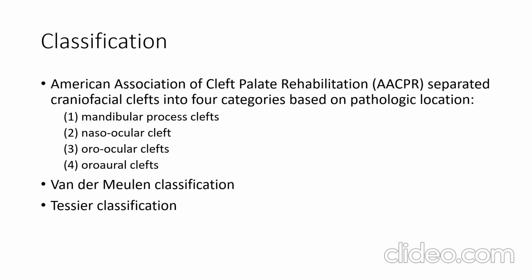Moving forward, these are the classification systems. The first is given by the American Association of Cleft Palate Rehabilitation, which divides craniofacial clefts into four categories. The first one is mandibular process clefts, which involve a problem in fusion of the mandibular process, so there is a cleft in the lower lip and the mandible. The second is the nasoocular cleft, where the cleft runs between the nasal region and the ocular region. The third one is the oroocular cleft, which was later subdivided into the medial oroocular cleft and the lateral oroocular cleft.